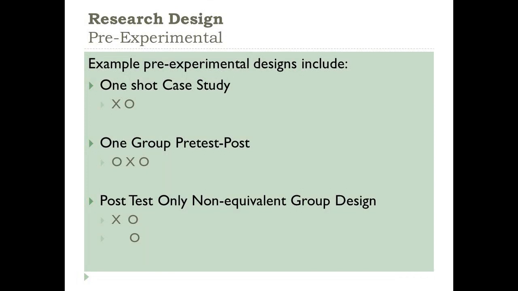There is a similar weakness in the post-test only non-equivalent group design. If I have two groups and I give one parenting skills and don't give it to the other and then measure them at the end, it may be simple group differences that caused the differences in the parenting skills and not actually the intervention. So these are pre-experimental designs. Let me give you one more example and see if you can identify the design.